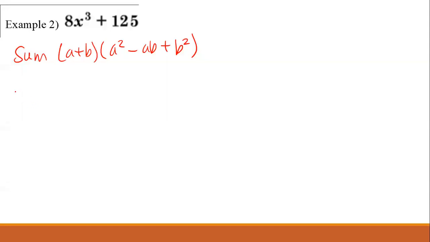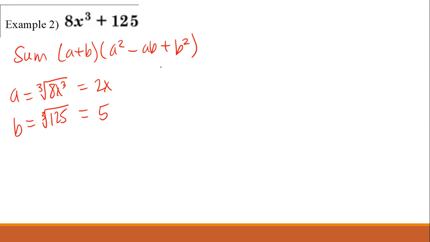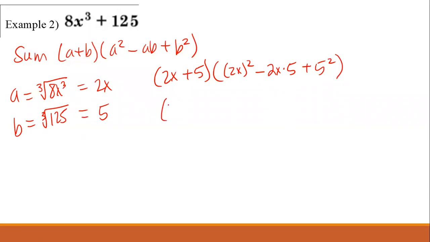All right. So to find my a, a is going to equal the cube root of my first term, which is 8x cubed. And that gives me 2x. Perfect. b is going to equal the cube root of my second term, which is 125. Perfect. Cube root of 125 is 5. Now I just got to plug them in where they go. So I have 2x plus 5 times 2x squared minus 2x times 5 plus 5 squared. So that gives me 2x plus 5 times 4x squared minus 10x plus 25.